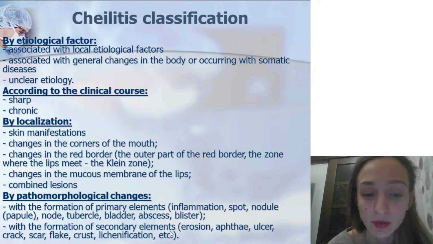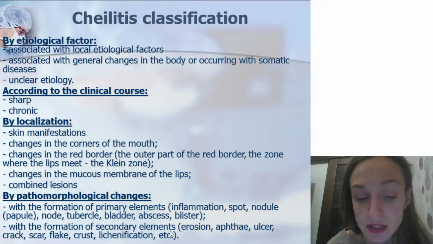By pathomorphological changes with the formation of primary elements, so inflammation, spot, nodule, node, tubercle, bladder, abscess, blister. With the formation of secondary elements, it is erosion, aphtha, ulcer, crack, scar, flake, crust, lichenization, etc.